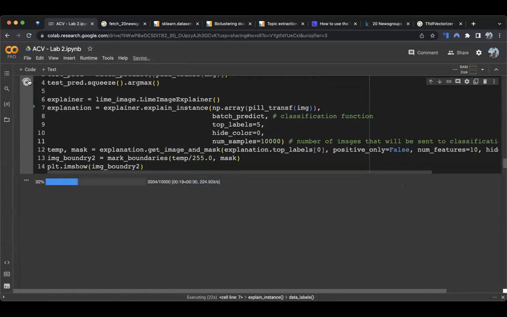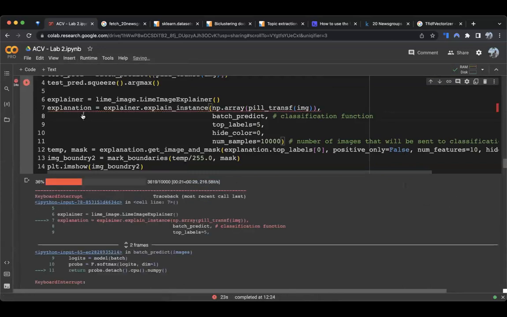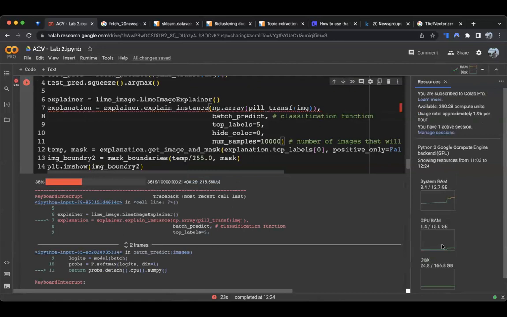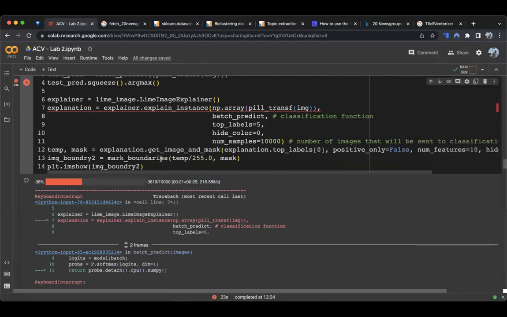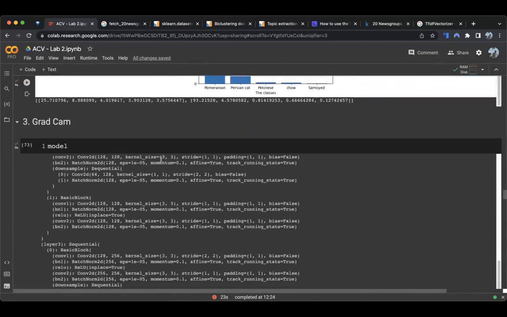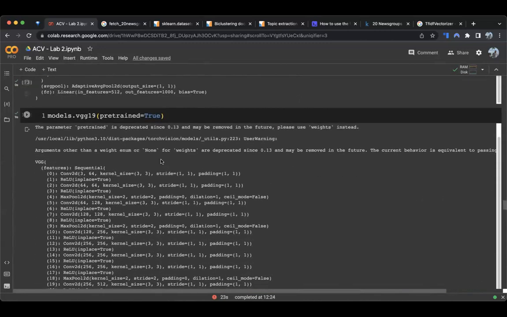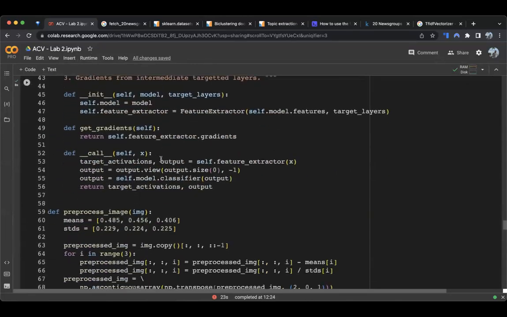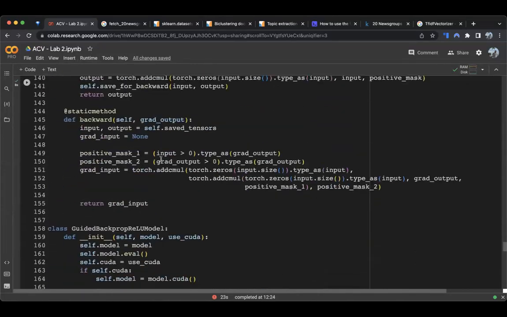Yeah, but that's the thing, right? On the GPU, it's not that big of a deal to use Lime, mainly because here, as you can see, the RAM, we've started using it heavily, and we have a lot of RAM. We have 16 gigabytes of RAM, but it's not something that is extremely scalable, especially for an industrial project. So if you are doing something for computer vision, always prefer to use GradCam over Lime.